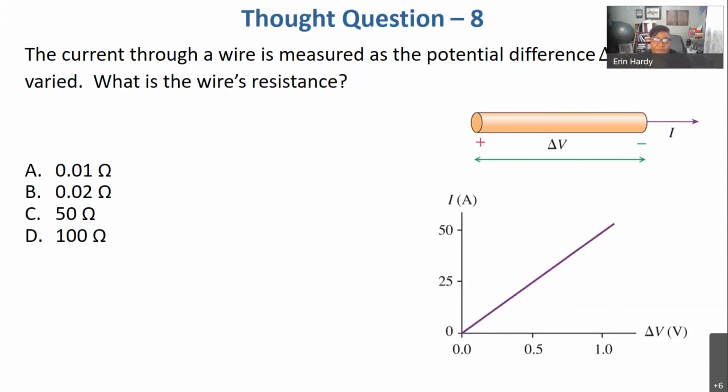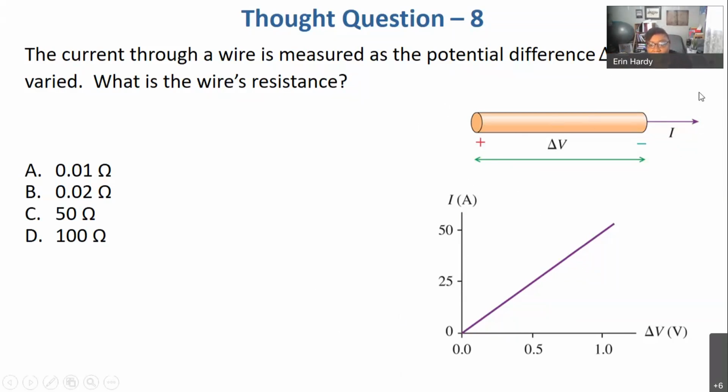So what is the wire's resistance here? Since this is something that we can model as being ohmic, we have a good idea of what its current versus potential difference graph will look like. We know that this slope is going to be linear no matter what.